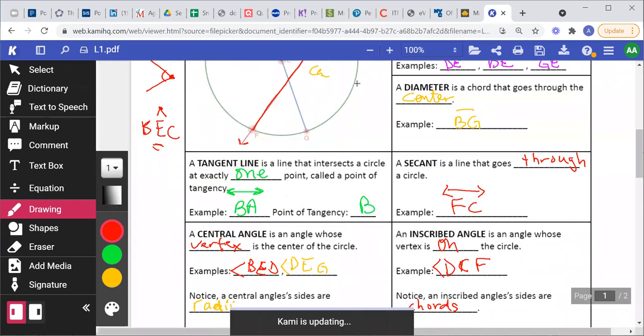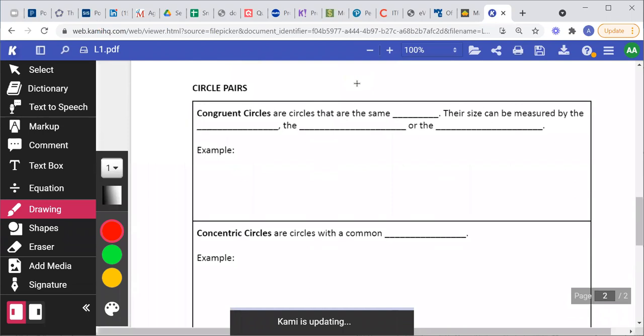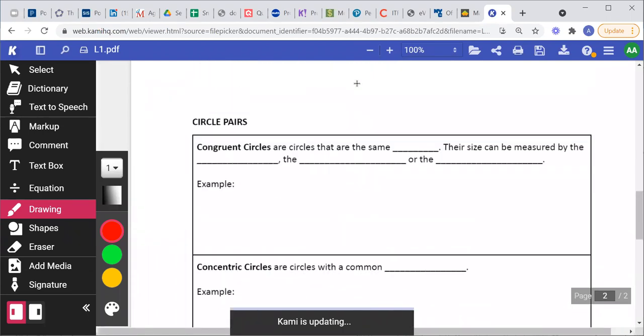On the other side of the paper are also things we talked about on Friday. First of all, congruent angles, congruent circles are circles that are of the same size.